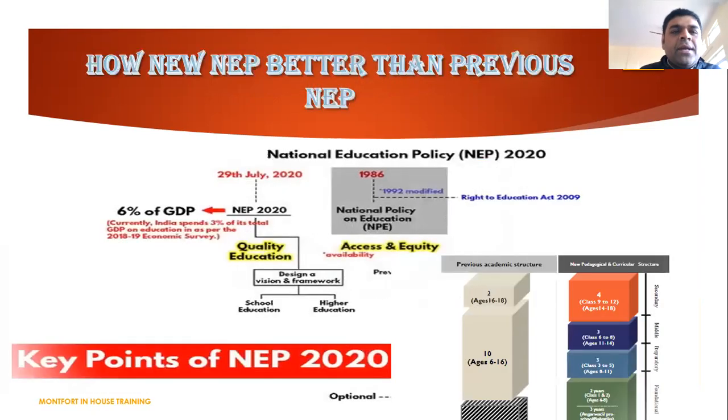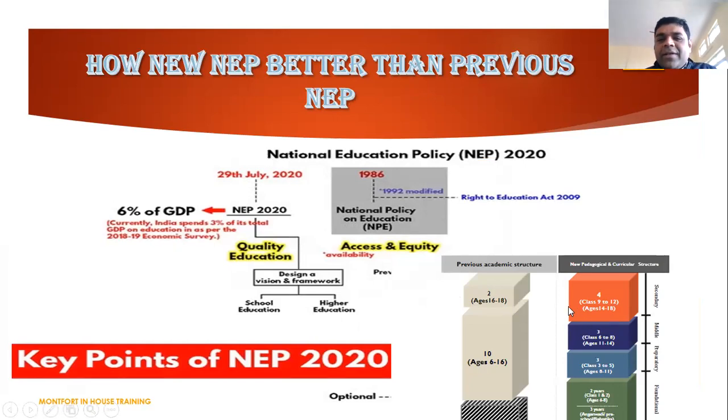Thank you so much. Now see what is the major difference. Here you can see a hierarchical diagram, the National Education Policy 2020. In this National Education Policy 2020, the government is most concerned about quality education, so that a student gets education with quality, not only education with a degree. Now they are planning to give 6% of GDP to education.